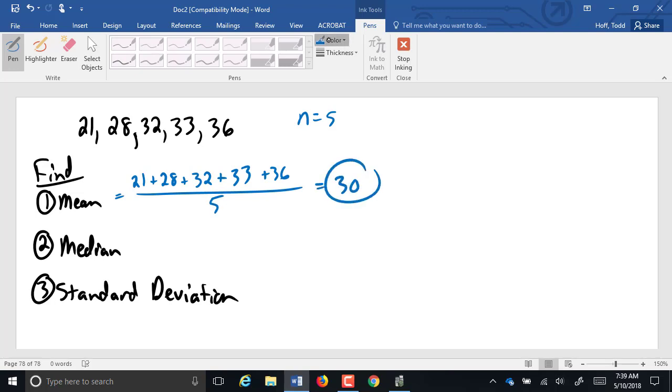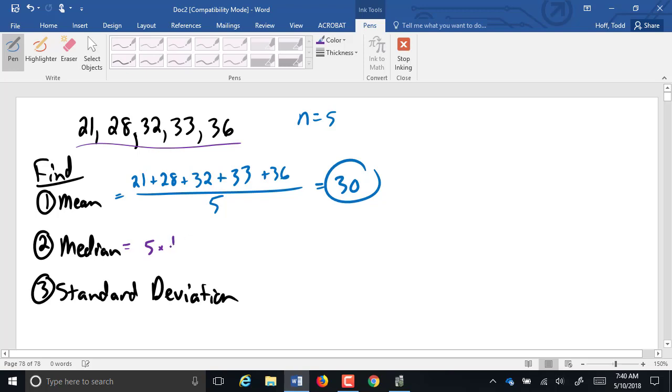Our median, how do we find a median? First step is always to put them in order, right? They're already in order from small to large, so we're good. Second step is to find that position, so it's n times 0.5, or 5 times 0.5, or 1/2. We get 2.5. Since n was odd, we round up. So it's the third number in the list. 1, 2, 3, it is 32.